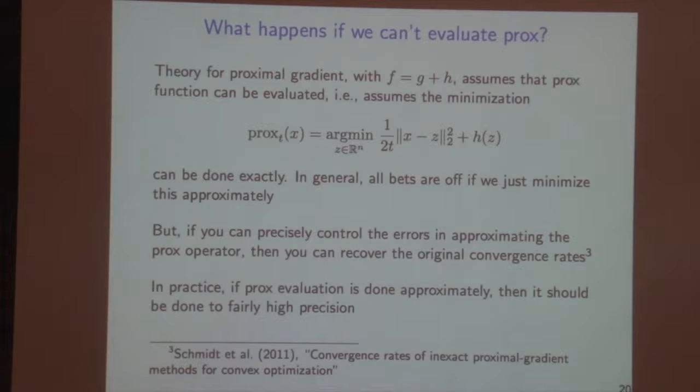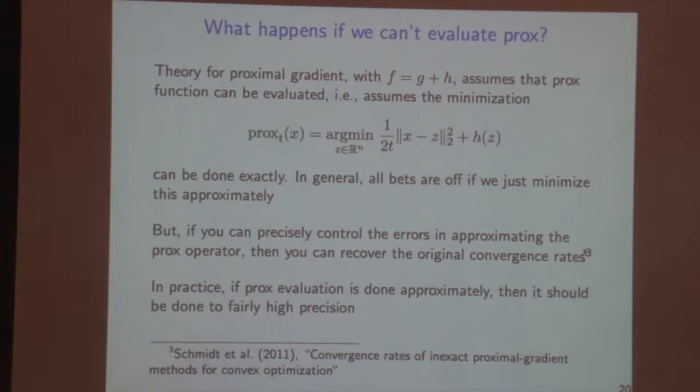If those errors accumulate, if there's a big enough error each time you approximately evaluate the prox operator, then the algorithm might not converge at all if they accumulate over the iterations of the proximal gradient descent method. So I guess the take-home message is that in general, if you're going to approximately minimize the prox operator, you should be very careful in assuming that it would converge.